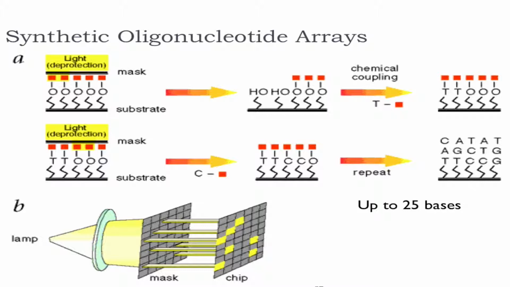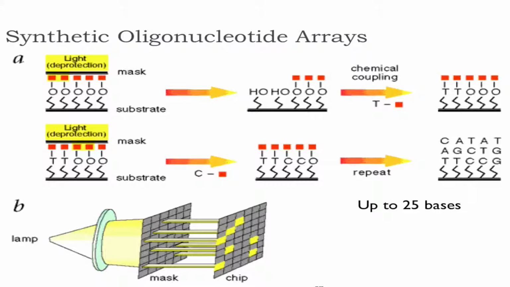That base sticks to the array, and you build things up over time, a base at a time. With Affymetrix arrays, part of the reason that they were so expensive and not very flexible was that these masks are very difficult to make. You can imagine all this is happening in a very small space. So these masks are made once, say for the human genome, and then they're used many times.